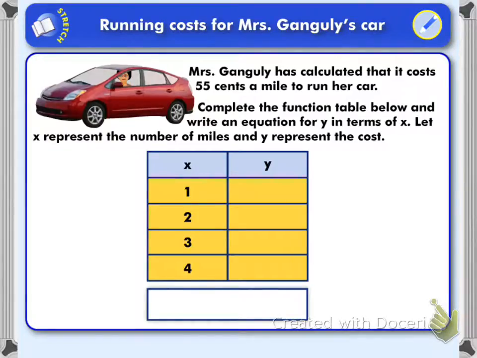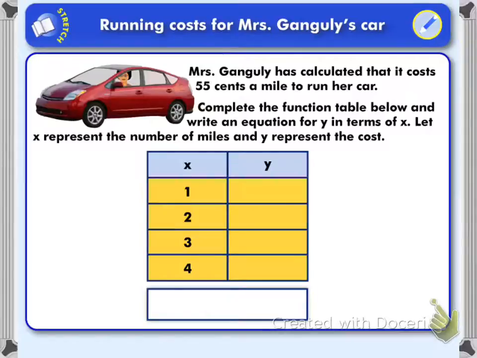Looking at this next example, I think this would be a good time for you to pause the video and check to see how you're doing, to see if you're understanding this and getting the right answer. Running costs for Mrs. Ganguly's car. So Mrs. Ganguly has calculated that it costs 55 cents a mile to run her car. Complete the function table below and write an equation for y in terms of x. Let x represent the number of miles and y represent the cost.